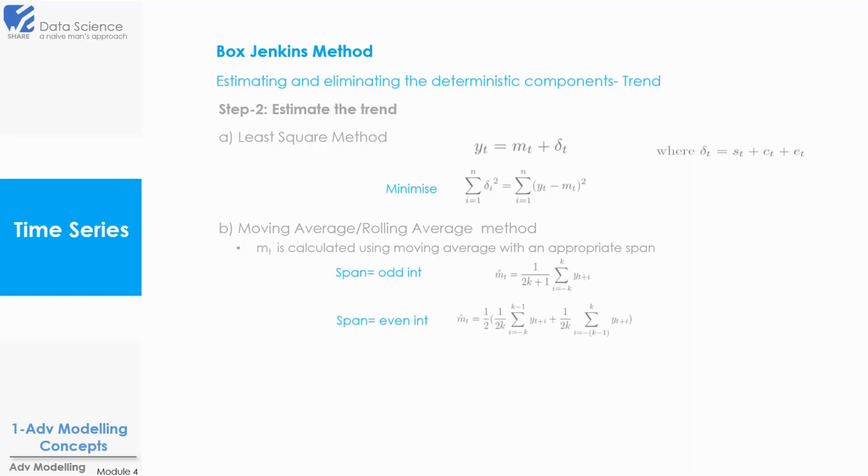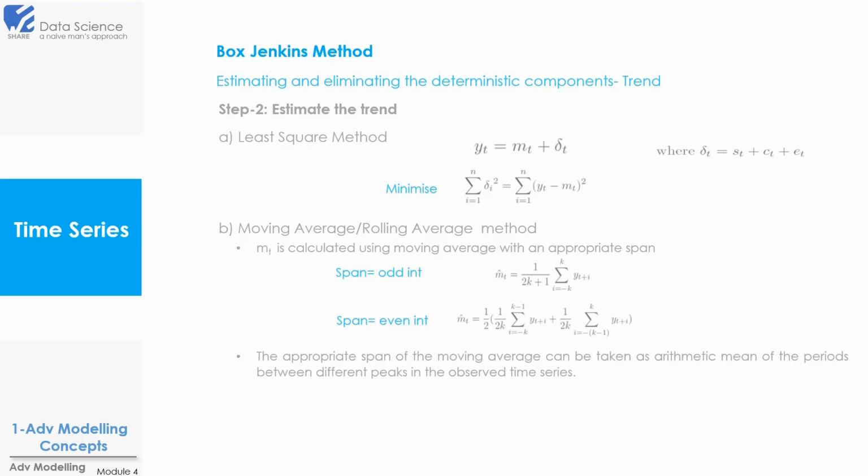Now the question is how to select the appropriate span. So we take the appropriate span of the moving averages as the arithmetic mean of the periods between different peaks in the observed time series. In case you still don't understand what moving averages is, just Google it. It's a pretty simple technique.